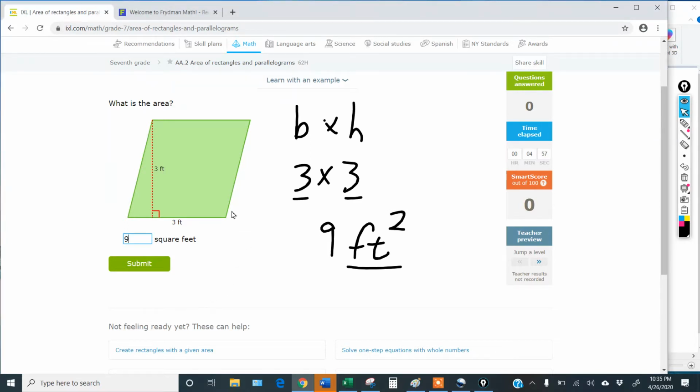In other words, we could take 9 little squares, with each square being 1 foot long and 1 foot high, and fit them into this parallelogram. We would have to cut the squares in some way to make them all fit in here, but assuming that we cut them in the right way, we would be able to do it. Okay.